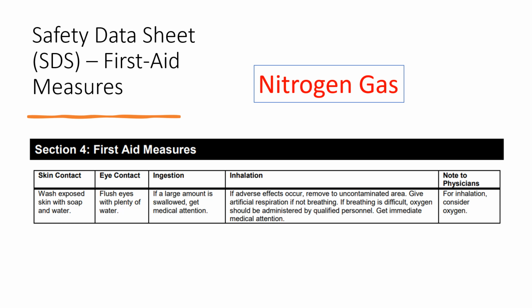So the big thing with this one, it says move to an uncontaminated area. Oh, and with this one, we're going to focus on breathing only. We're not really going to focus in on the other ones because it's a gas. So it talks about moving the person to an uncontaminated area, and then give oxygen if breathing is difficult. Then, like all things, you have to go for follow-up professional medical attention.